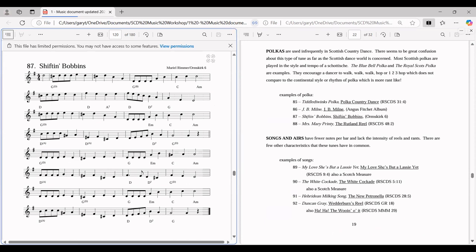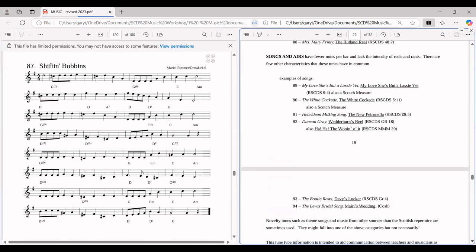Right. The RSCDS has published one, Tiddlywinks Polka, but I think that the two that you've just heard are far more common. And so tunes like that sprinkled into a program here and there just change the texture of an evening. So having one of those is great to break away from having all the reels being one type and all the strathspeys another, etc.